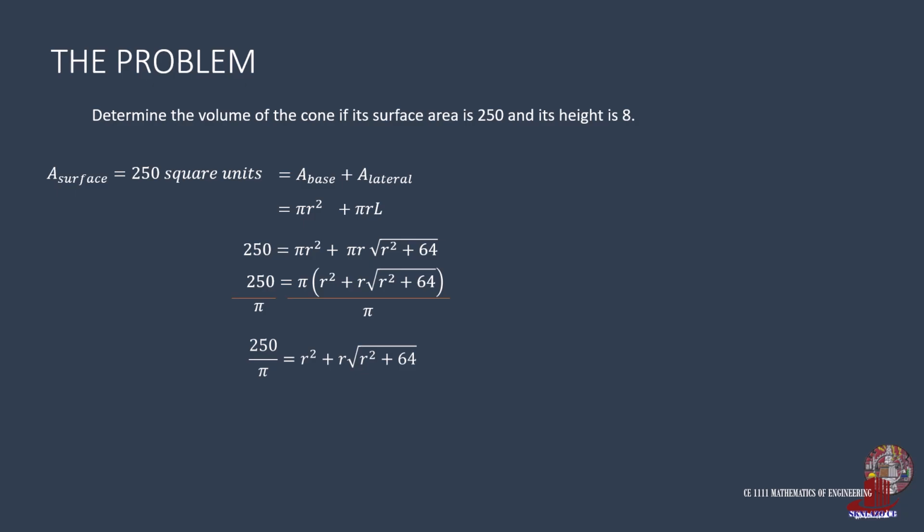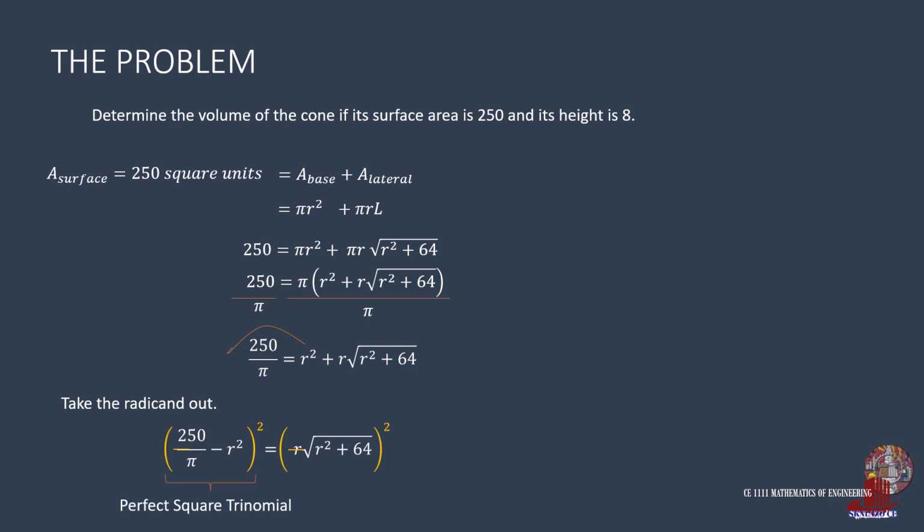Now we have a single equation with one unknown, which means through algebra, we will be able to solve for r. Transpose r squared to the other side, which brings 250 over pi minus r squared as equated to r times the root of r squared plus 64. Take the square of both sides and be careful that the square of the left term will make up a perfect square trinomial.